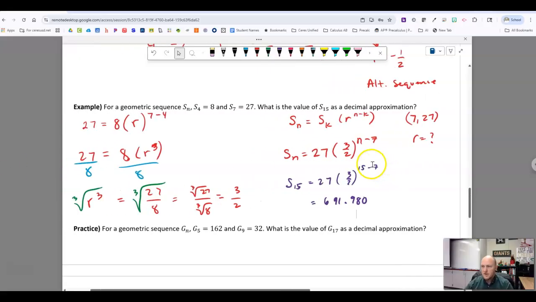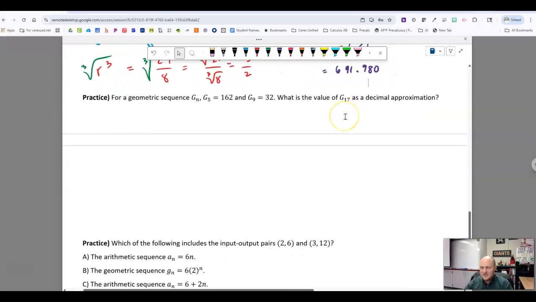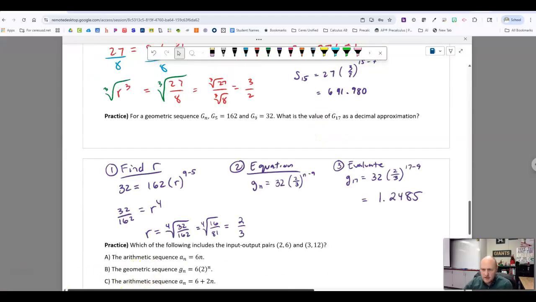Okay? All right, here is a practice problem for you, kind of the same idea, same structure as the last one. Please pause me, try this one. All right, here is the solution to this practice problem.